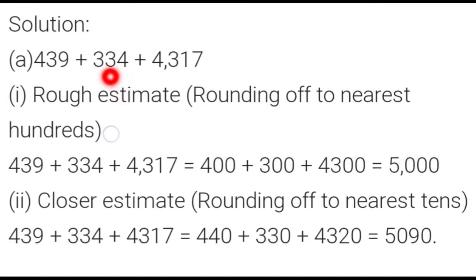Now 334 lies between 300 and 400, and 350 is the middle limit. If the number is less than 350, then it is rounded off to 300. And if it is more than 350, then it is rounded off to 400. So let us now look at this number. This is 334, less than 350, so it will be rounded off to 300.